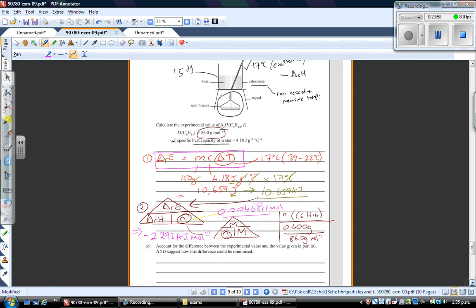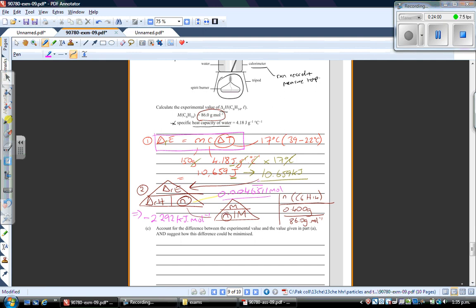Now the question then just goes on to say, account for the difference between the experimental value that you record here and the value given in part A, and suggest how this difference could be minimized. So the value given in part A was not the same. It was much greater than this value we've just calculated here. And the reasoning for that is essentially because it's not a robust experimental setup and it's not performed under standard conditions. So I'll just jump to the sample answer for that part.